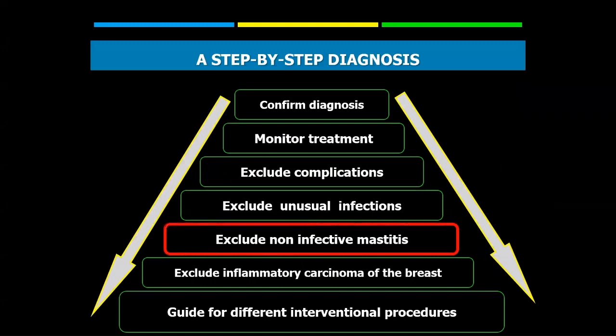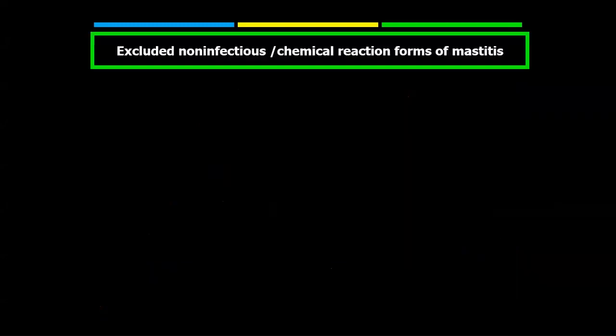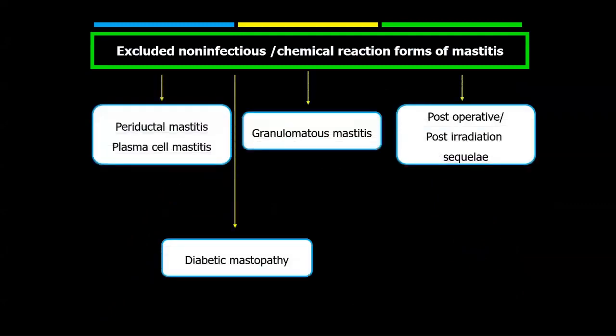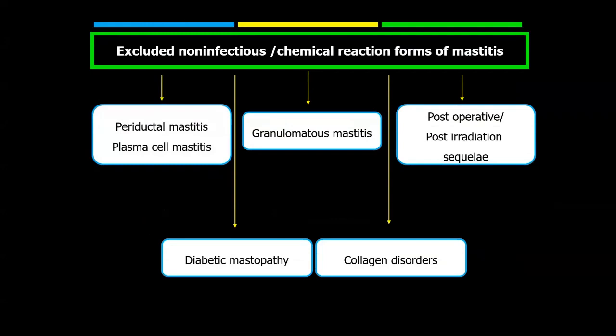If we do not find unusual infections, we might think that this is an inflammatory process which is not resulting from an infective organism from the start. And we have a long list of lesions which are included in this group. I will only discuss the granulomatous mastitis and the periductal mastitis.